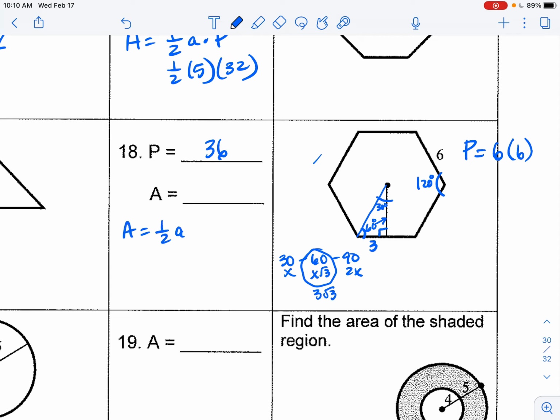So the area is 1/2 the apothem times the perimeter, 1/2 times 3 roots 3 times 36. And so I'll take that to my calculator. And that's going to give me about 93.5. And this is units squared. This is just units.